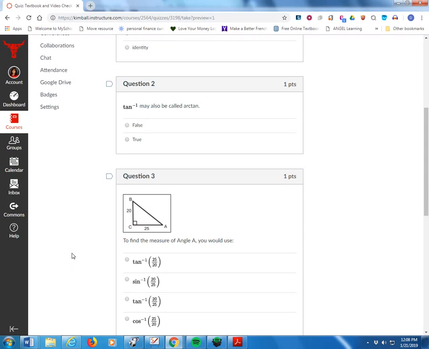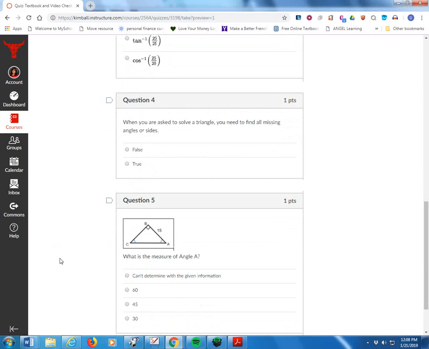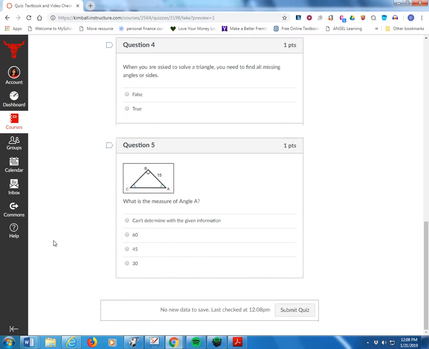Question 3, to find the measure of angle A, you would use inverse tangent of 20 over 25 because you have the opposite and the adjacent. So inverse tangent, which is number 3 down there, of 20 over 25. Question 4, when you're asked to solve a triangle, you need to find all missing angles or sides. True. Question 5, what's the measure of angle A? Well, these are isosceles triangles, right? Isosceles triangles of a right triangle is a 45, 45, 90, which means angle A is 45.